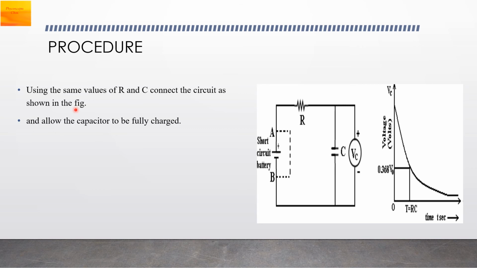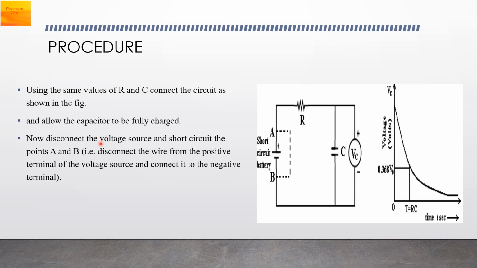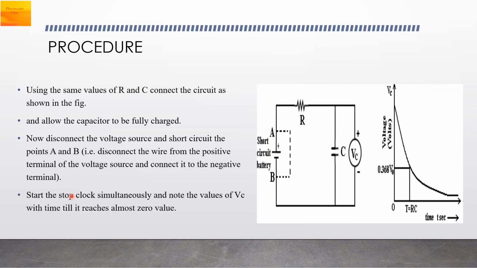Now for discharging, we first fully charge the capacitor. Now disconnect the voltage source and short circuit these points, join these two points A and B. That is, disconnect the wire from the positive terminal of the voltage source and connect it to the negative terminal. Start the stop clock simultaneously and note down the values of the capacitor voltage Vc with time till it reaches almost zero value.